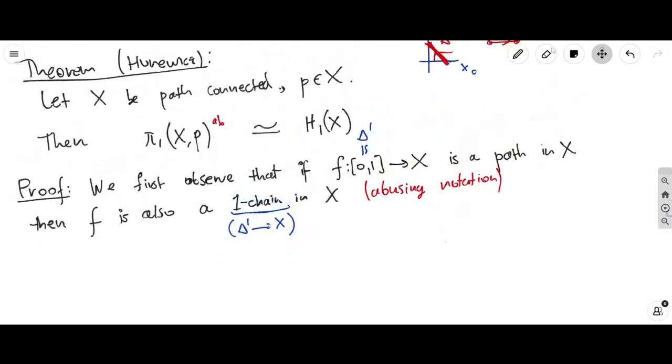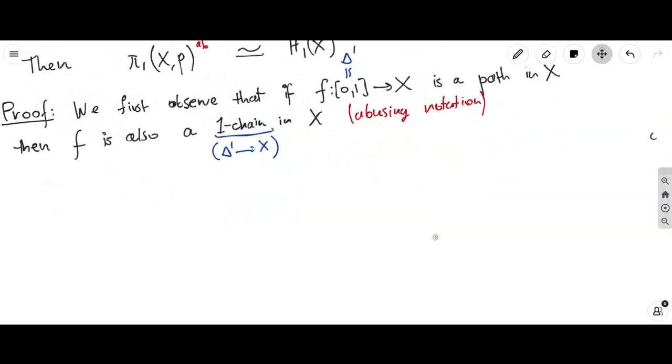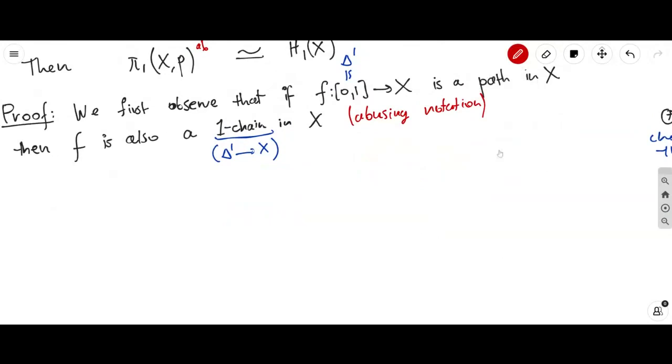So this is the first thing you want to realize: if you have a path in X, then that path is a one chain. It's a one chain in X. And afterwards, the first homology group will consist of one cycles. Furthermore, if f is a loop at p, then f is a one cycle.